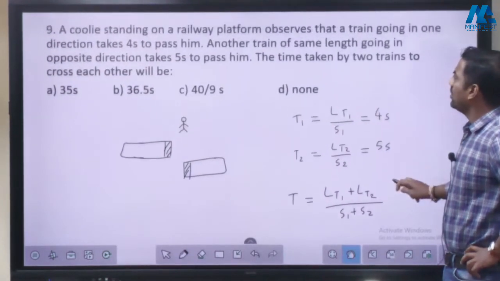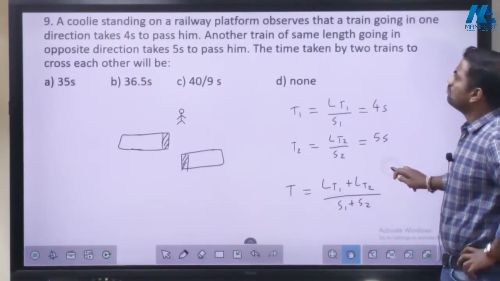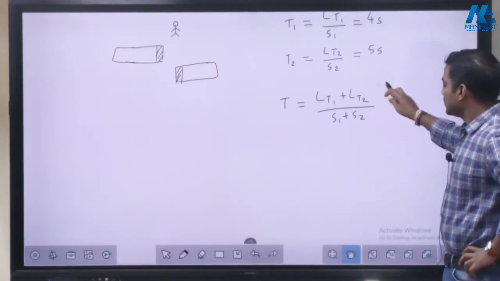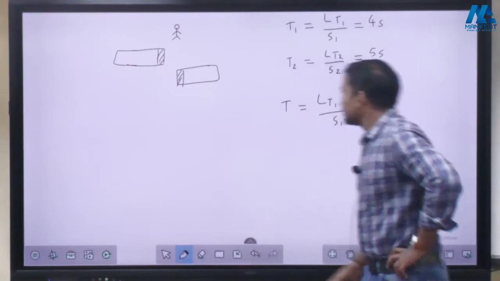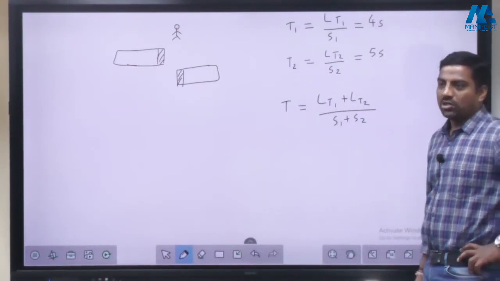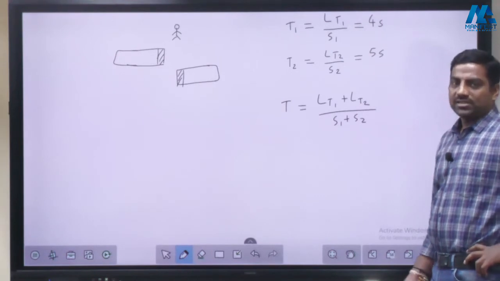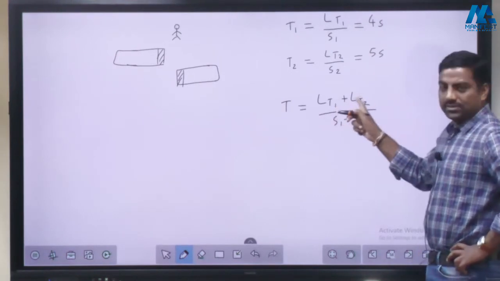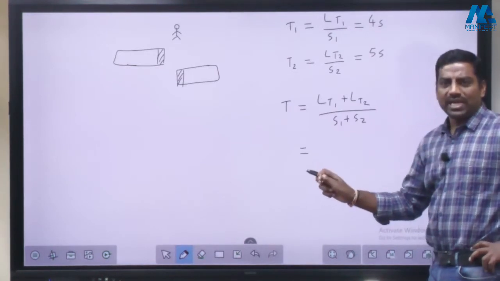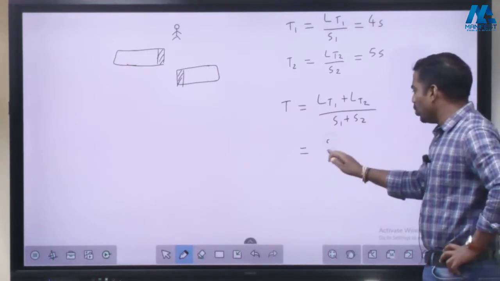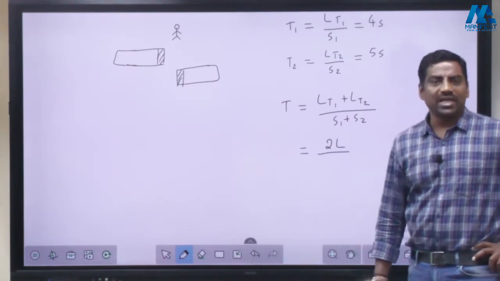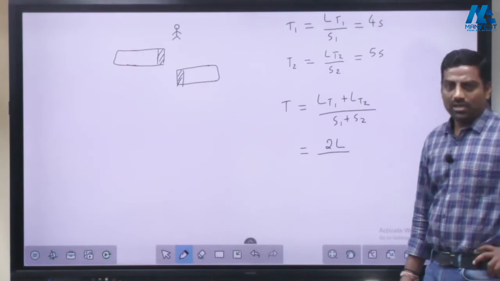Any other thing they have given? Very good. So that is what I want. Length of the trains are same. So can I take this equal to this? Instead of LT1, LT2, can I simply write 2 lengths? 2L. Let us take each train is of length L. So can I take 2L?